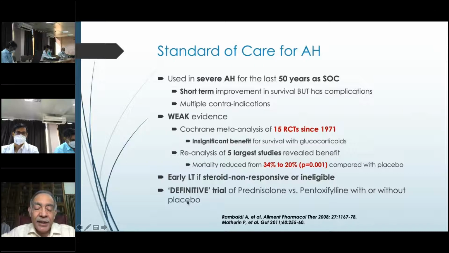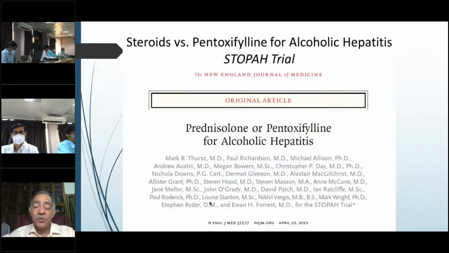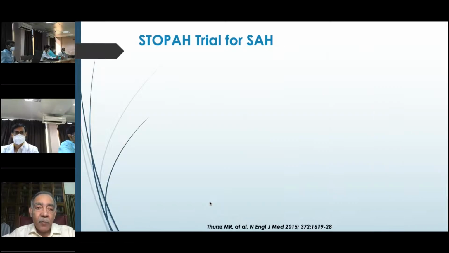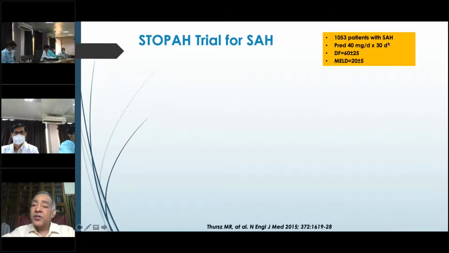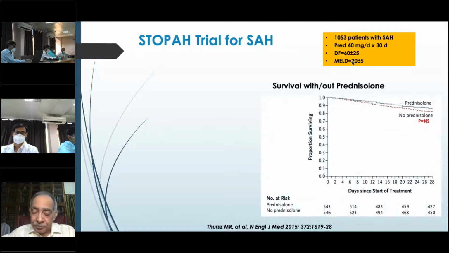As a result of this weak data, a so-called definitive trial on using prednisolone as well as pentoxifylline with or without placebo was recently carried out and reported in 2015 in the New England Journal of Medicine, known as the STOPAH trial. This included over 1,000 patients with severe alcoholic hepatitis who were treated with prednisolone for up to 30 days. They had a high Maddrey discriminant function and a modestly high MELD, model for end stage liver disease, score of about 20.